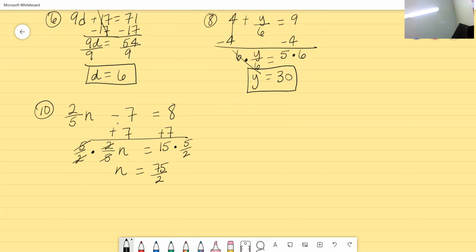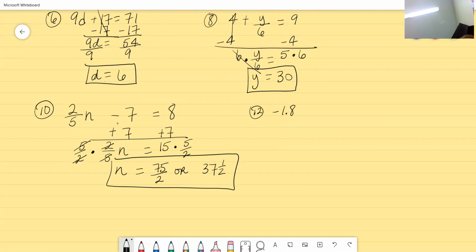And that's your answer. Unless you're Aiden, and of course you can turn it into a mixed number instead of an improper fraction. So that gives you, I think it's 37. Let's see, 15, yep, 37 and 1/2. Either way, that's it.